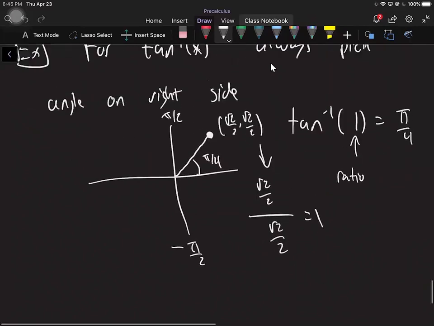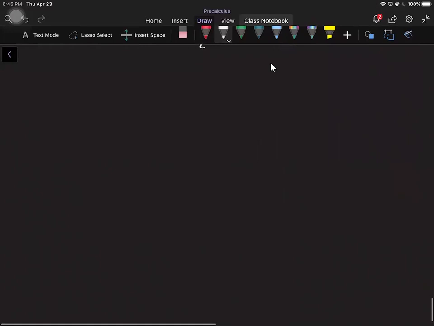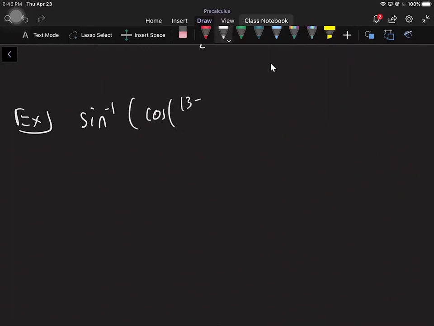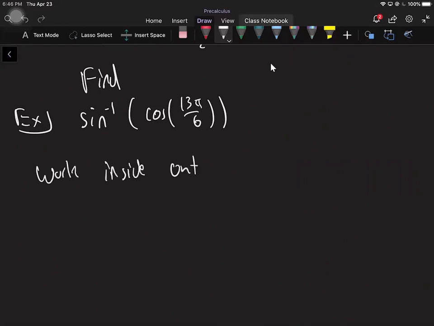Instead, let's kick it up a notch a little bit, try to think of something a little bit more difficult to work on. So now we could do things like this. What is sine inverse of cosine of 13 pi over 6? This is just a slight complication of what we just did. So the idea is work on the inside first on this type of problem.